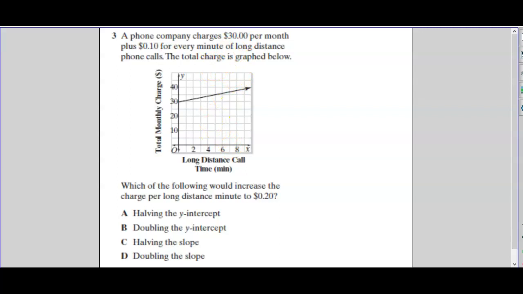So let's look at this one in particular because it's a good example of how things have changed over time. Now a lot of companies won't have plans like this, and even if they do, most people don't accept them for this reason. It says a phone company is going to charge you $30 per month, plus 10 cents for every minute of long distance phone calls. Crazy to think, right? And maybe you think, oh, 10 cents, not a big deal.